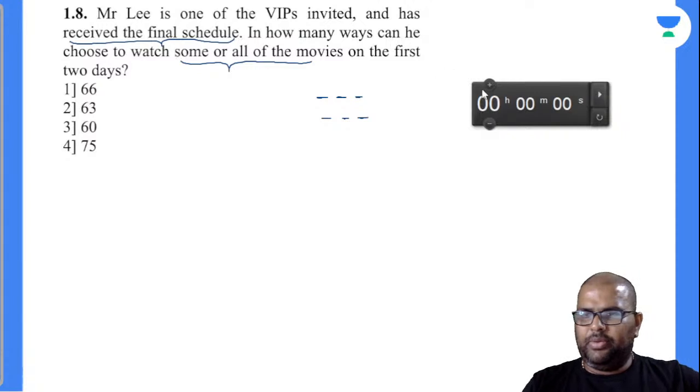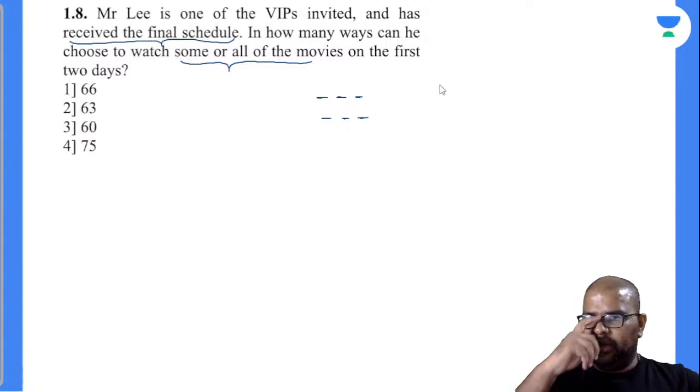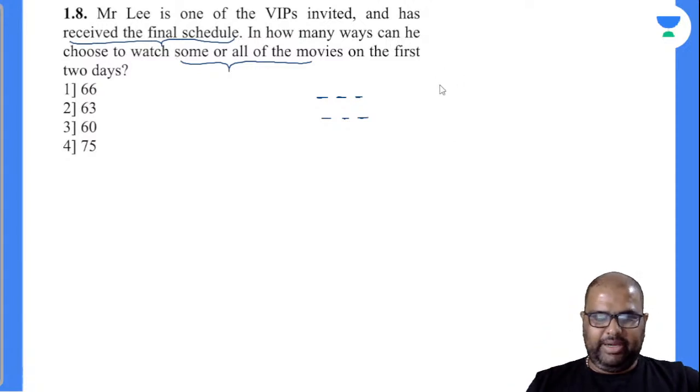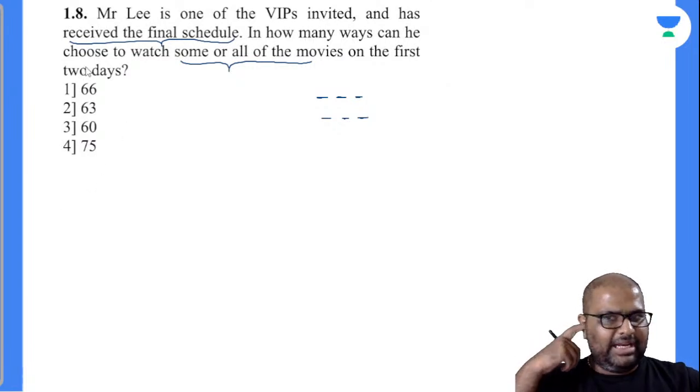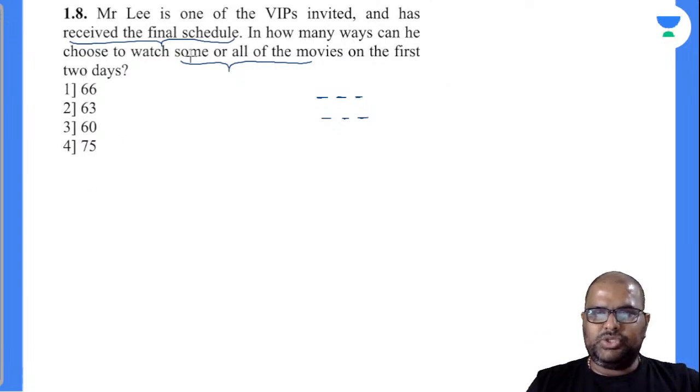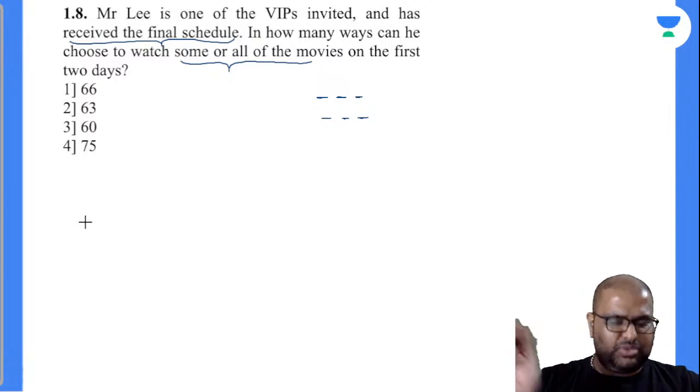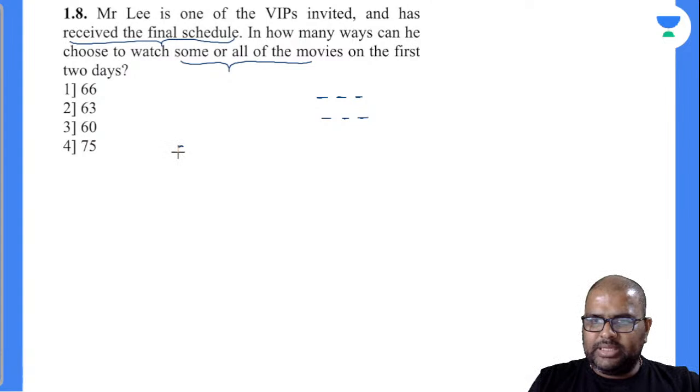Nobody. Now look, beta, first of all, see here. Mr. Lee is one of the VIPs invited and has received the final schedule. In how many ways can he choose some or all the movies? Let us suppose Lee didn't like any movie here. So out of 6 movies, he will not go to any movie. This is one combination. If he likes one movie, he will go to that movie, 6C1. If he likes 2 movies, he will go 6C2.